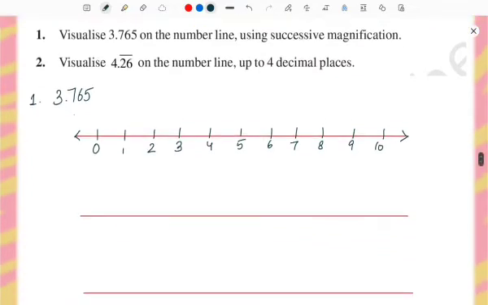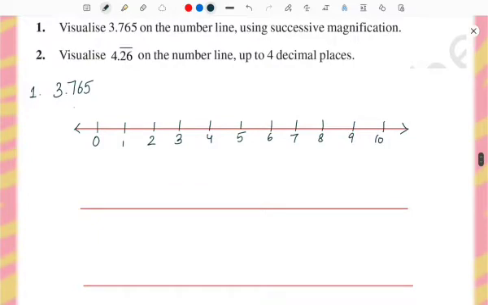Alright, so we have a number here which is 3.765. This number is greater than 3 but less than 4, right? So it is going to lie between 3 and 4. We are going to mark this area and put an arrow like this, move to the next number line, which is going to start from 3, end at 4.